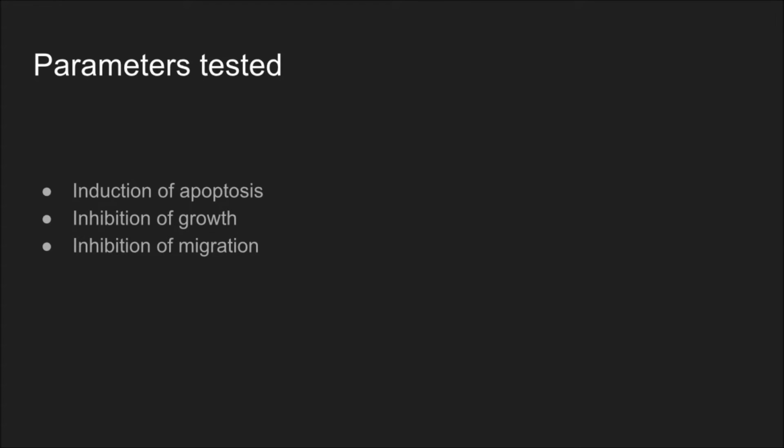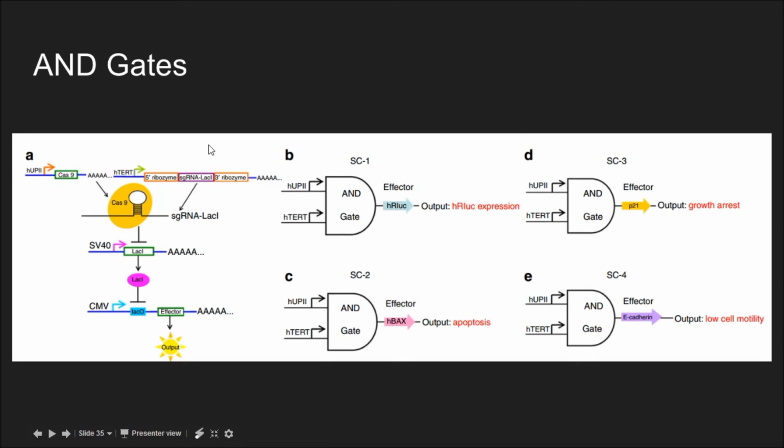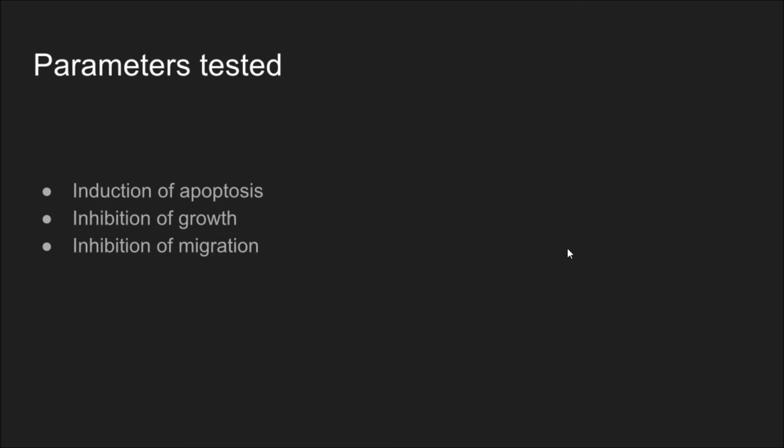So let's see what parameters they tested. Specific induction of apoptosis of bladder cancer cells. As shown in the figure, there are 4 circuits that are basically used by them. So they use SC1, SC2, SC3 and SC4. These are the circuits that we are going to see in the parameters tested.